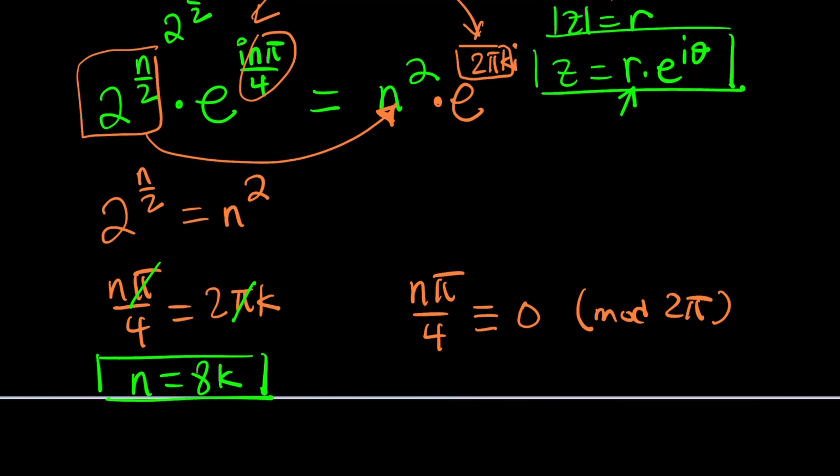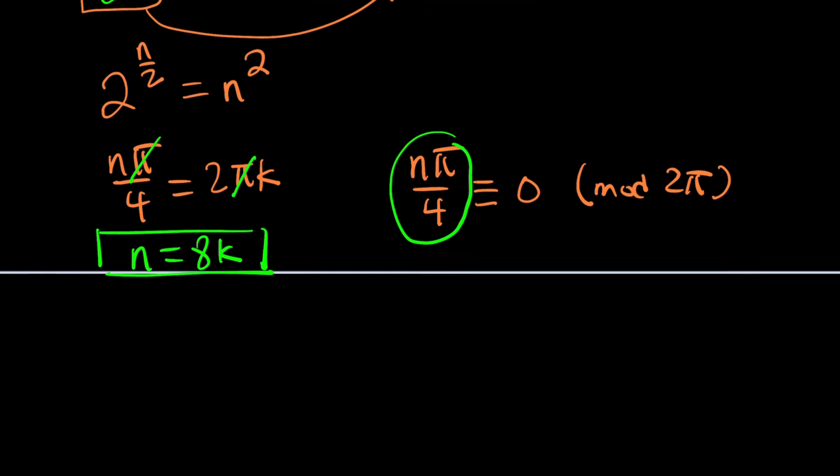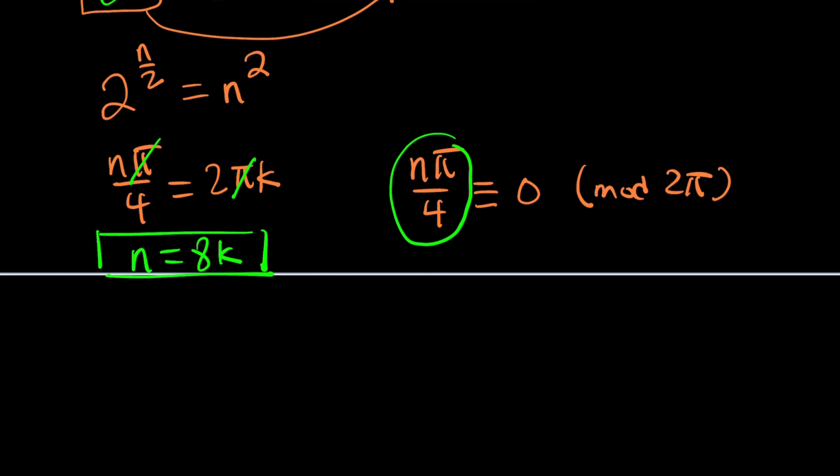Why? Because what is congruent to 0 mod 2 pi? Multiples of 2 pi, right? So this needs to be congruent to 2 pi k, and it's the same idea. Now, so far we got n equals 8k, and 2 to the power n divided by 2 equals n squared. So can we solve this as a system?